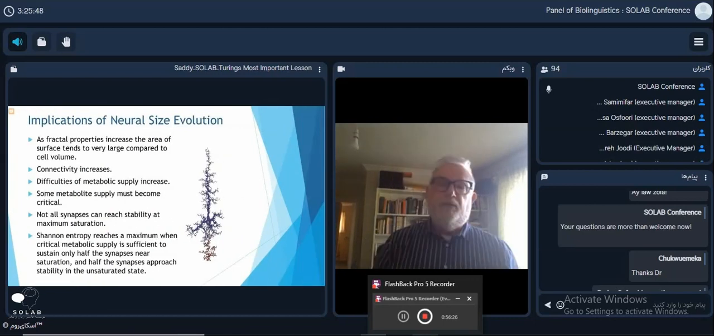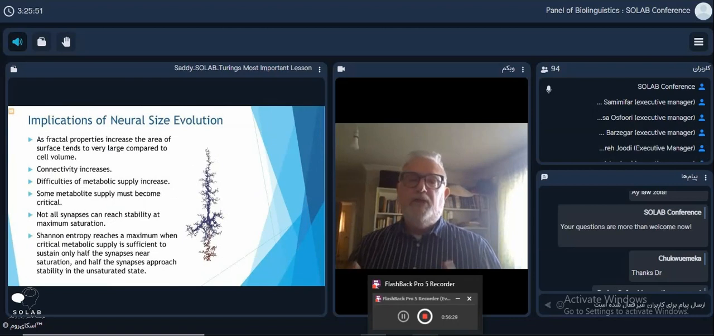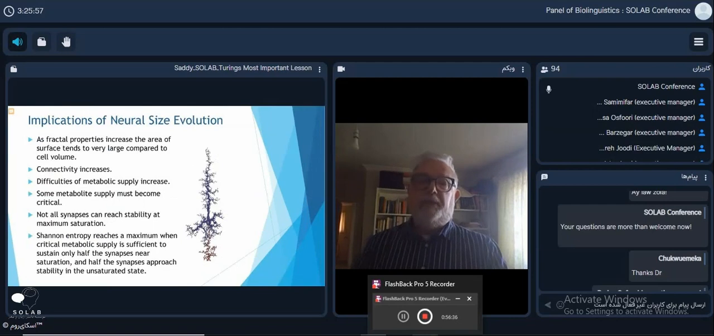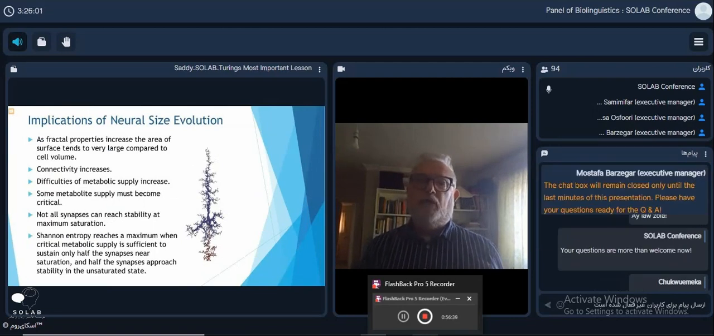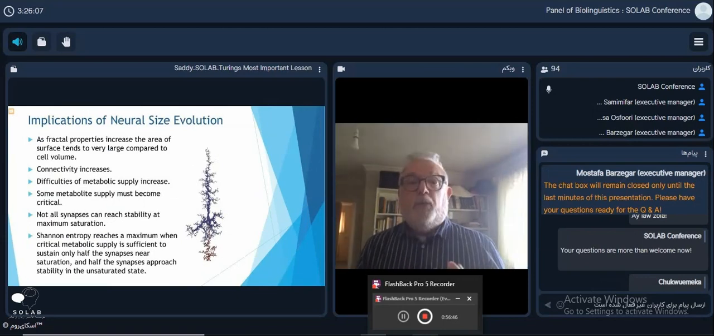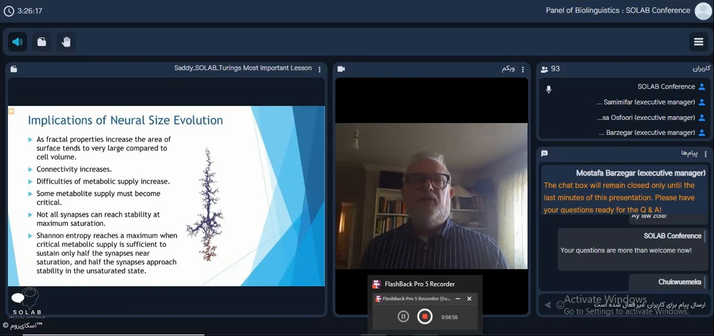So Turing's approach to morphogenesis actually has a direct application in our understanding, for instance, of the shape of a neuron. Neurons look like this picture here, and they have kind of a fractal form. And as that fractal property increases, the area of the surface of the neuron tends to be very large compared to the cell volume. This is also a similar explanation for why our brain looks the way it does, with its wiggly folds. Anyway, the fractal properties increase, which allows us to have this high surface area compared to volume. That means that connectivity between neurons can increase.